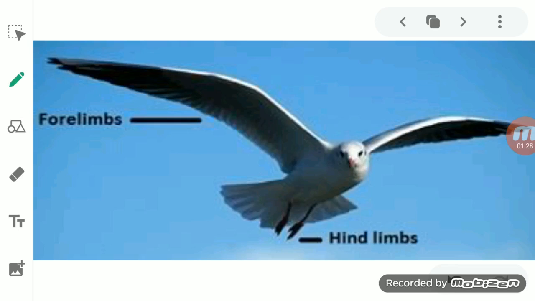Now you see in the picture, this is the forelimb and this is the hind limb of the bird.